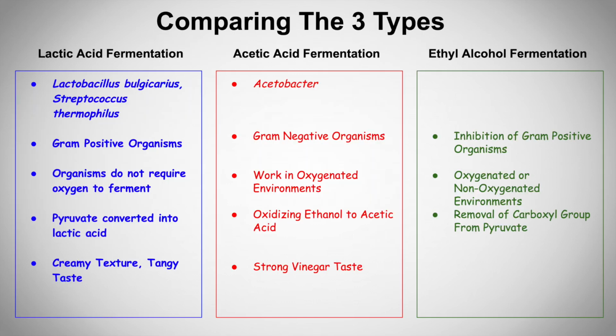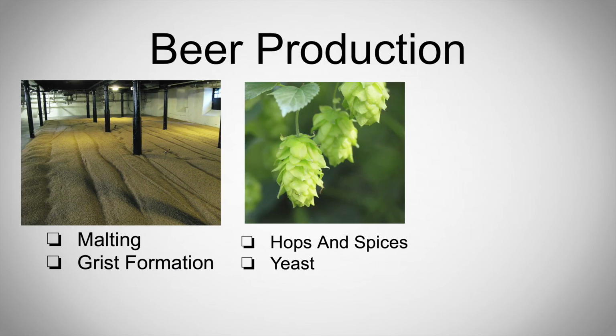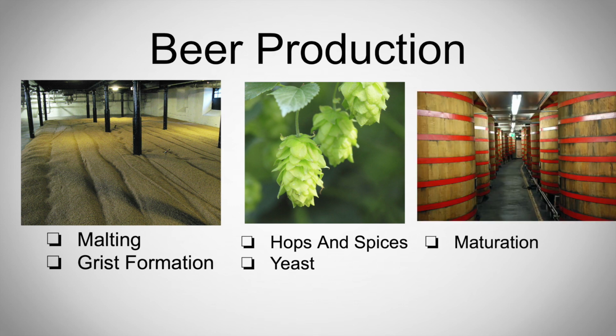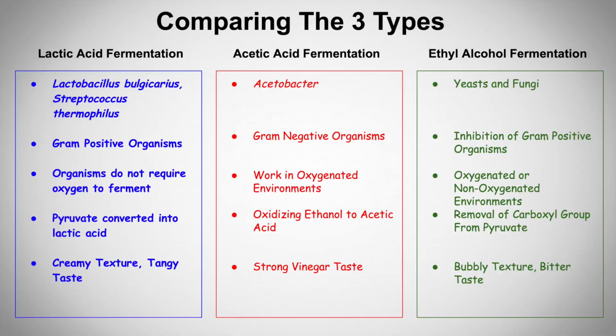Gram-positive bacteria are inhibited, which contrasts from lactic acid fermentation, which utilizes gram-positive bacteria. The mixture is filtered and yeast is added to begin the fermentation process. The beer matures as it is stored at low temperatures for several weeks. As seen in our example, ethyl alcohol fermentation is most often associated with its bubbly flavors and a strong bitter taste.